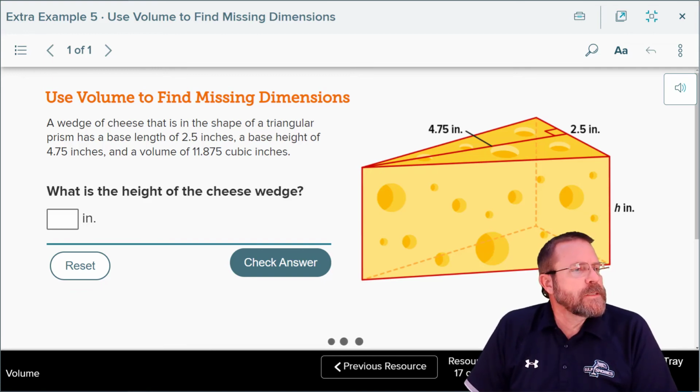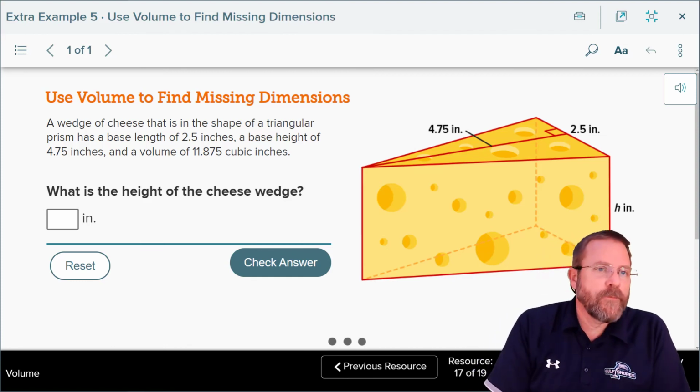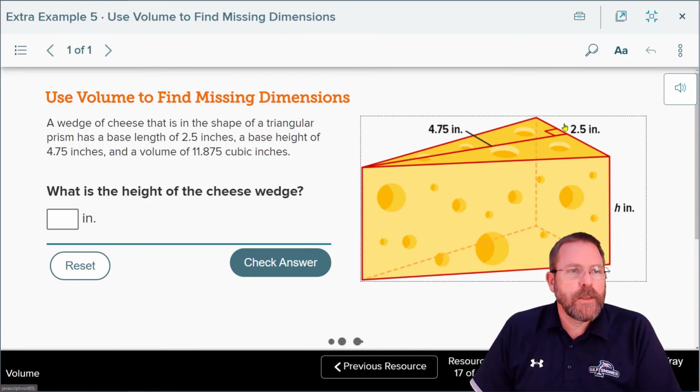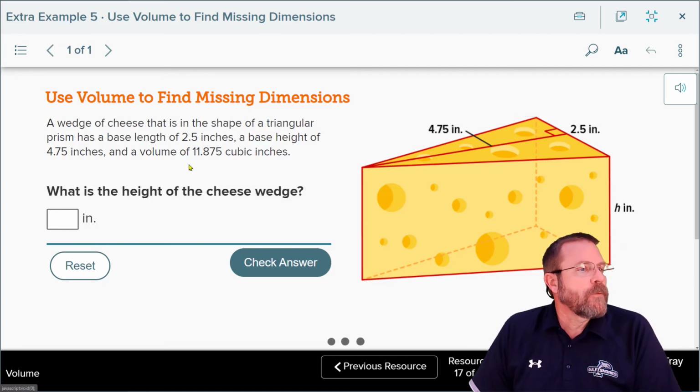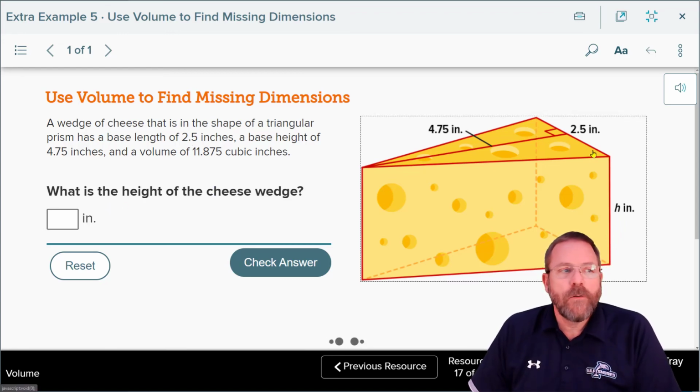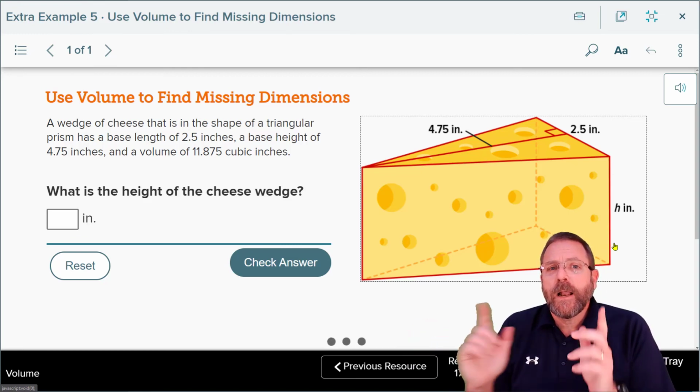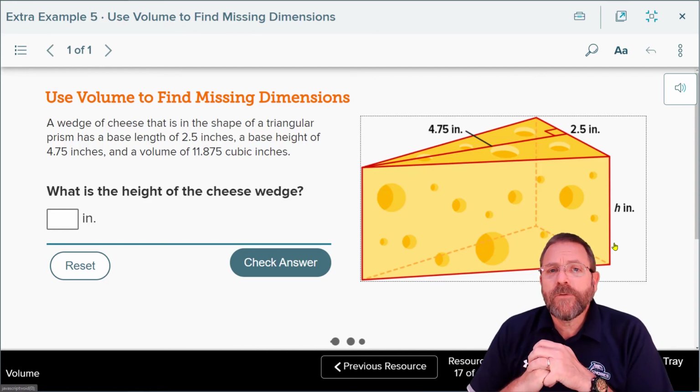The wedge of cheese that is the shape of a triangular prism has a base length of 2.5 inches, so that's going to be this base length right here, and a base height of 4.75 inches. So that's going to be this distance right here, the height of the triangle, and a volume of this. They want to know what is going to be the height of the cheese wedge. Go ahead and pause the video and try and work on this. As a hint, find the base area first, the area of the triangular piece, and then plug it into your volume of a prism formula.